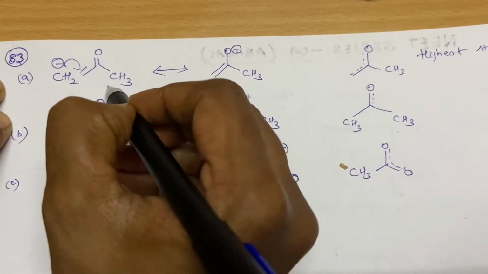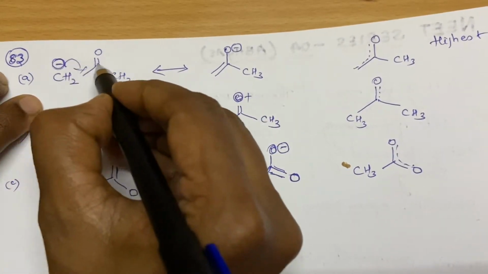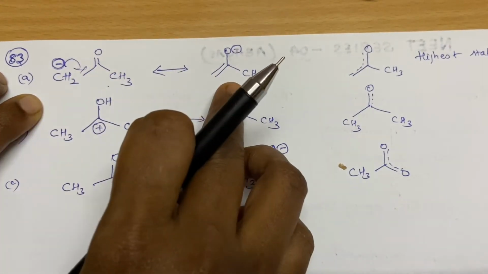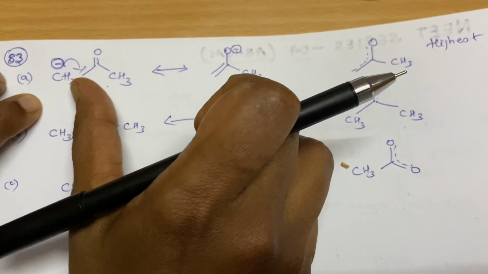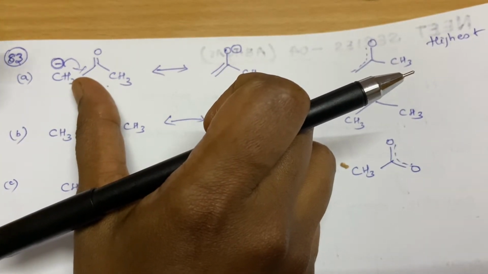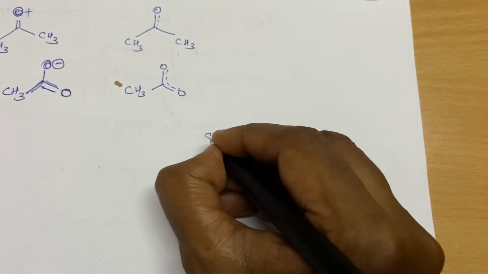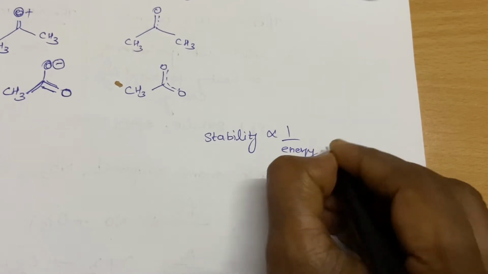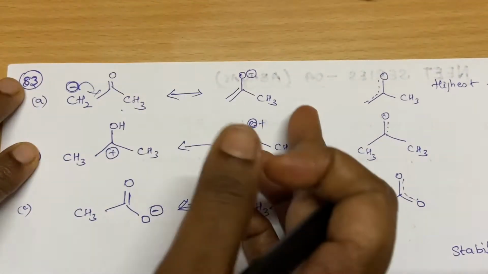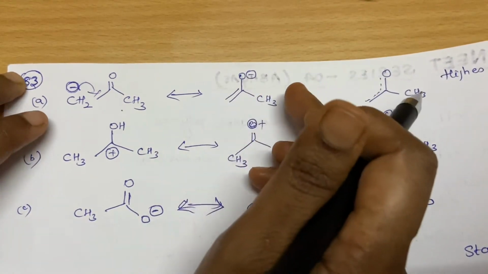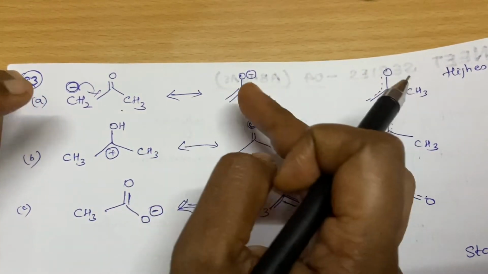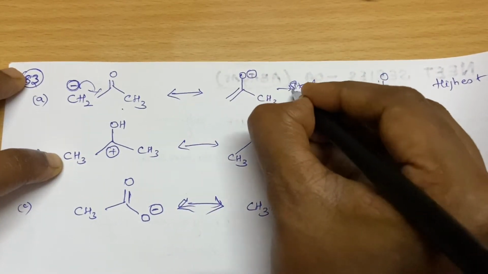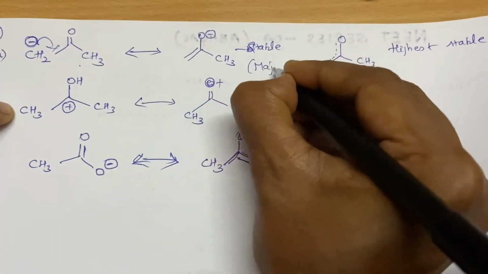For example, if we take this molecule, these electrons will be involved in resonance, giving rise to two resonance structures. The two resonance structures need not be the same in stability or in energy. You know that stability and energy are inversely proportional. The more the stability, the less the energy. So here this one is more stable and less in energy, being the major contributor to the resonance hybrid.